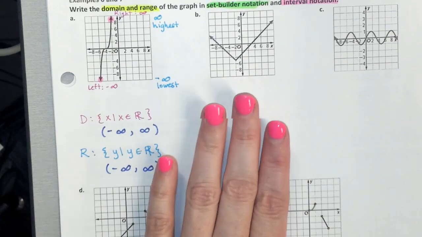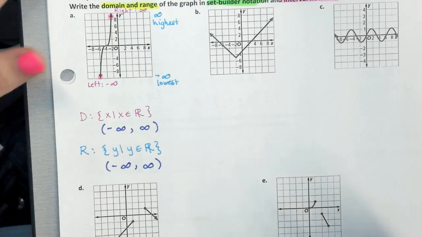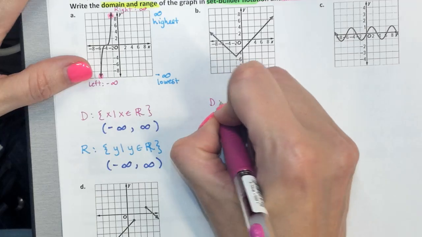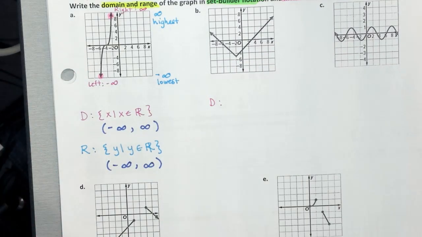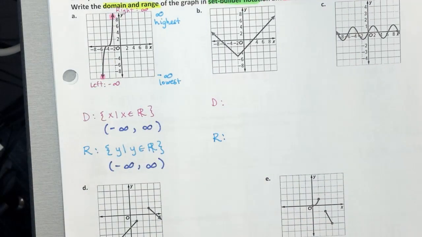Okay, so I'm going to give you guys a moment. I want you to try part B on your own. Again, we're doing that domain and range, and see if you can put it in both notations. If you're not ready for that, that's okay. At the very least, get it in that set builder, okay?